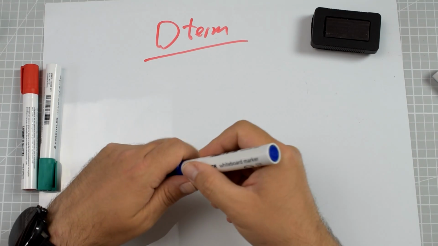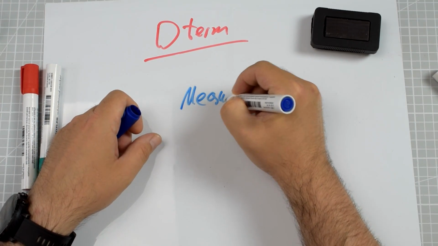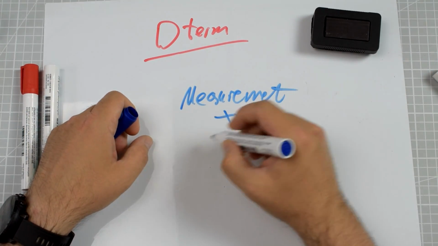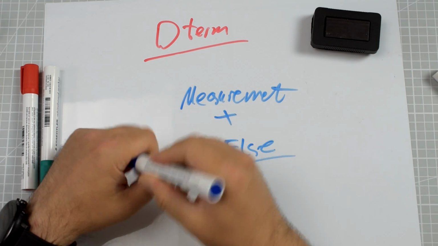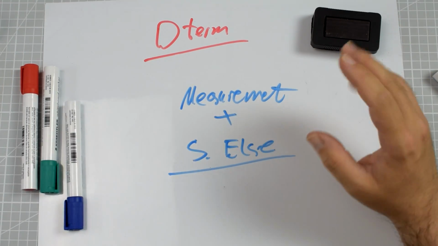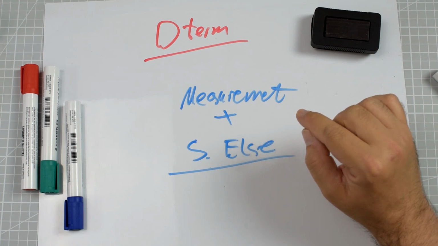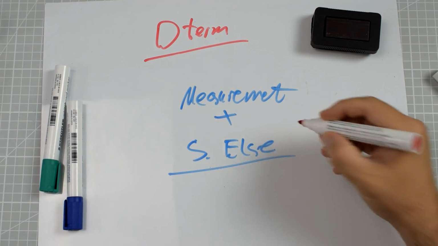So the first method is to use only measurement plus something else. What is the something else? This is a good question. Let's talk about Betaflight, for example. Something else in the case of Betaflight is the feed forward.